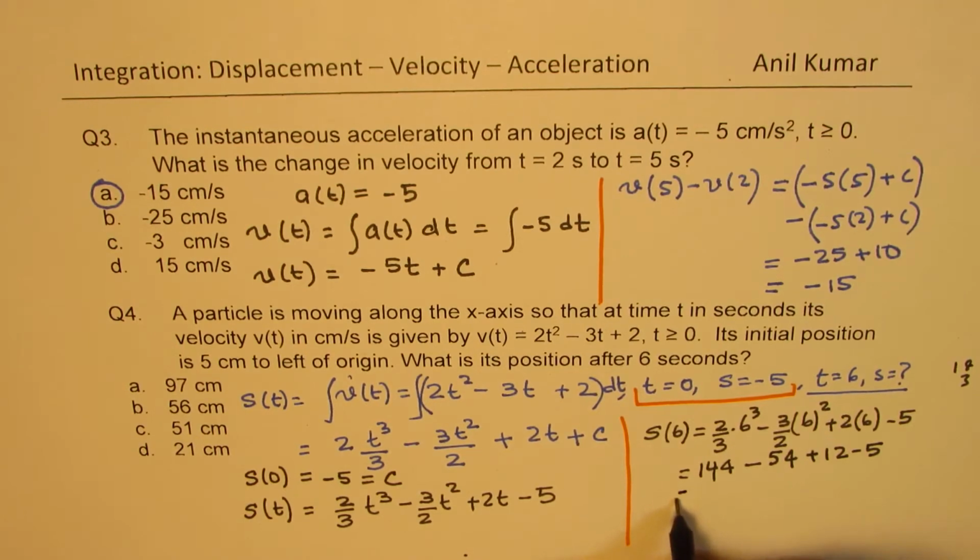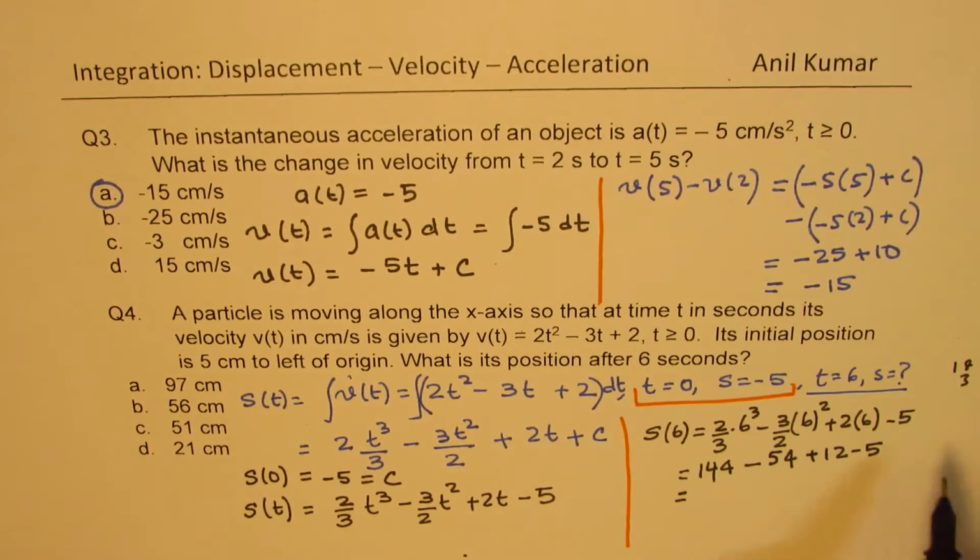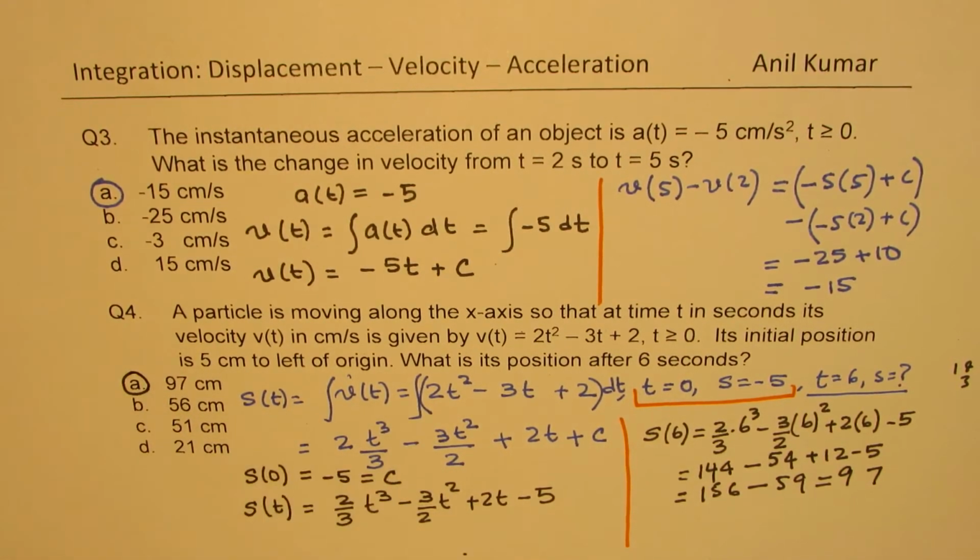That's what you get. So it's a big number. So we have to take away 12 from these numbers. Let's add 12 first, so 6, 5, 1, take away 59. When you take away from 16, you get 7, and then you get 9. So 97 is the right answer, correct? So 97 centimeters is the position at 6 seconds.